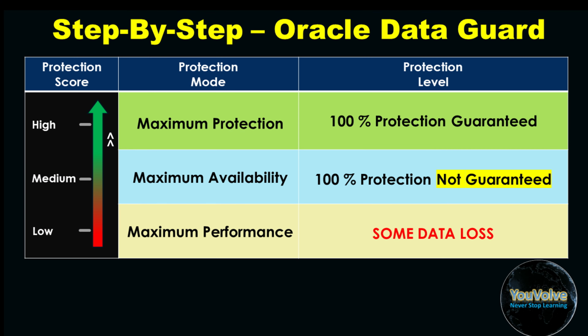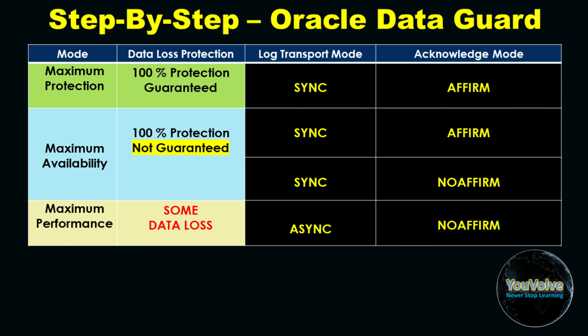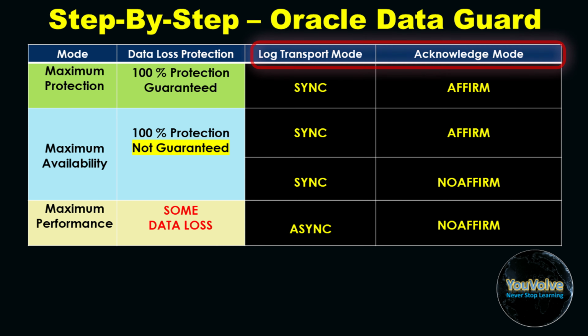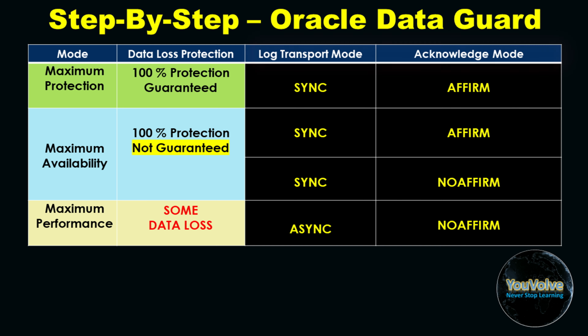Typically, maximum availability provides a higher level of protection than maximum performance, and maximum protection provides the highest level of protection. Now let's go a little deeper and understand each of these protection modes with their behavior and protection level. Each of these protection modes is actually governed by the log transport mode from the primary and the log acknowledgement mode from the standby.